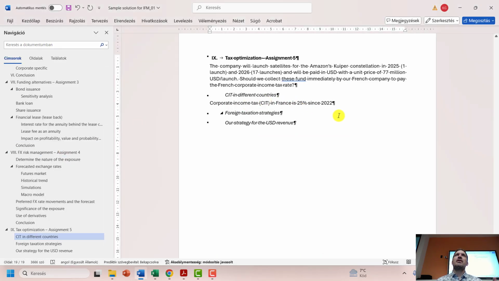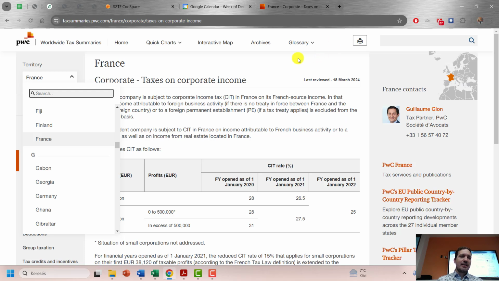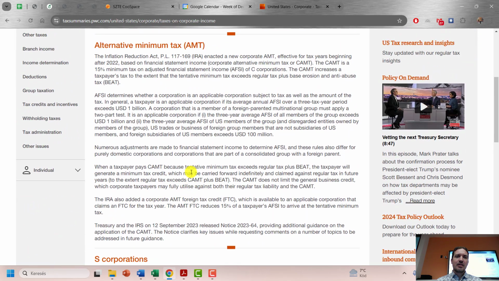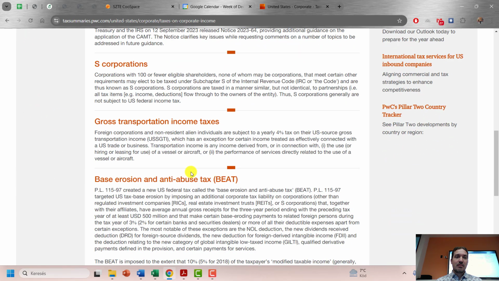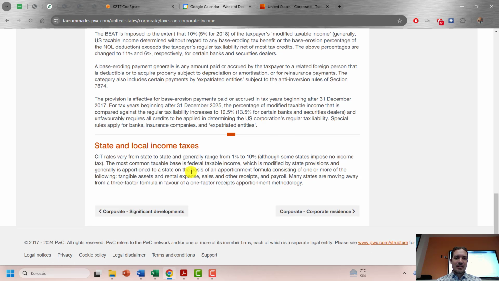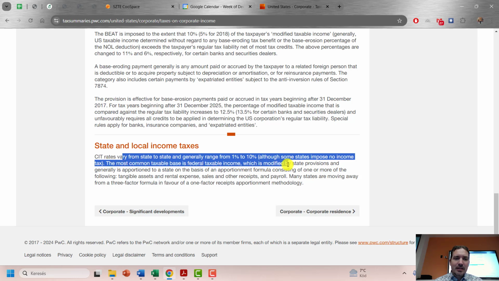So what happens if we create a foreign company which will be responsible for collecting revenues from foreign entities, and then we transfer some of the money, but we keep it there? Obviously, let's say the US, because this will come from alternative minimum tax, S corporations, gross transportation income tax. Okay, I know that this is the United States, but states generally range from 1 to 10%. Also, some states impose no income tax. Maybe this will be easier than I was thinking.